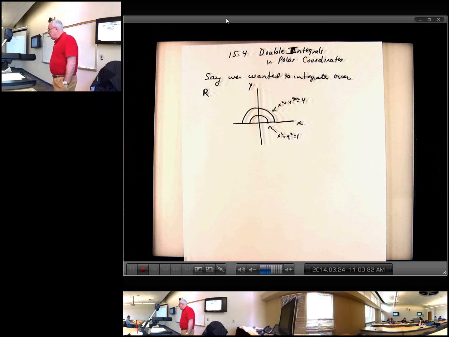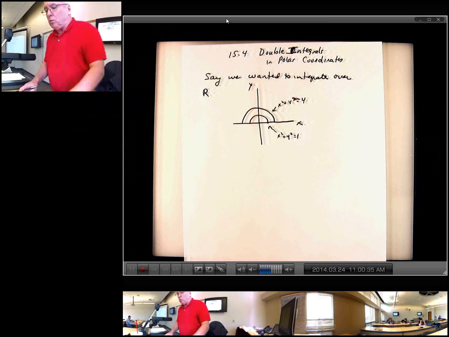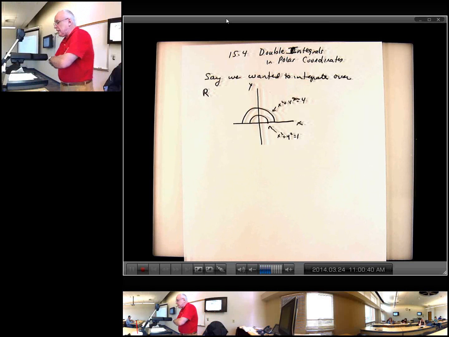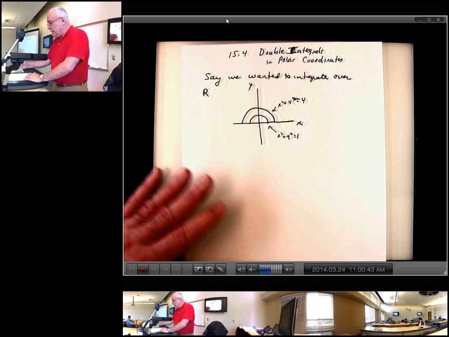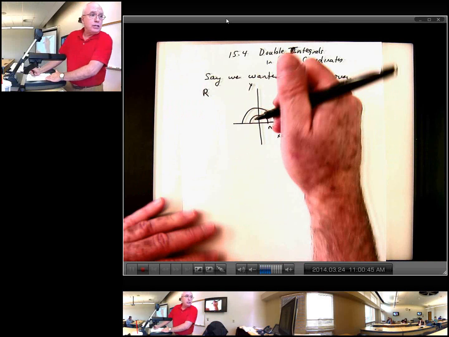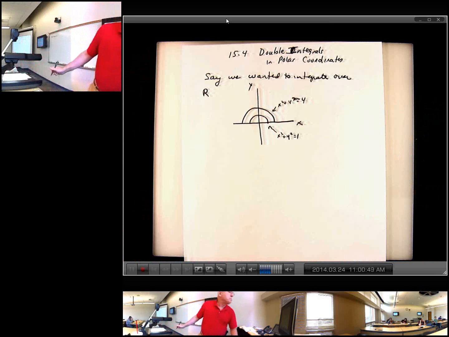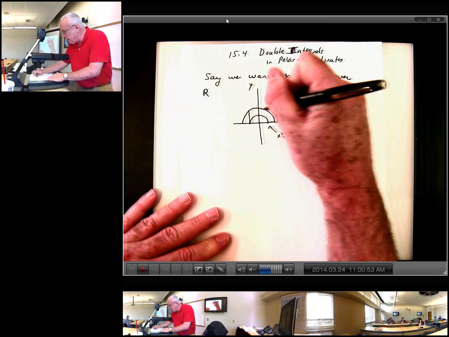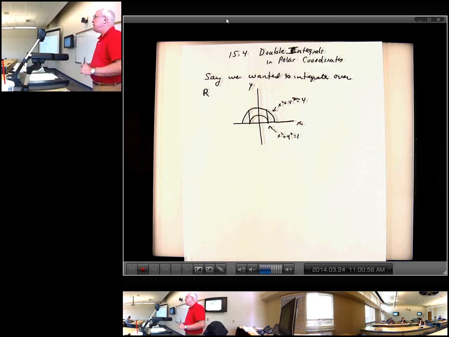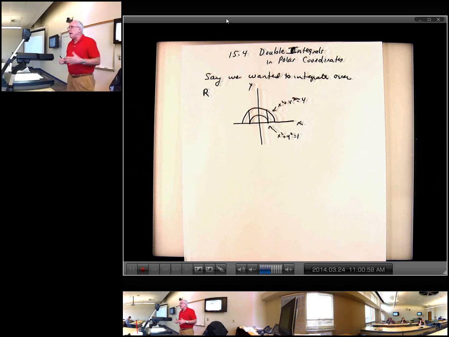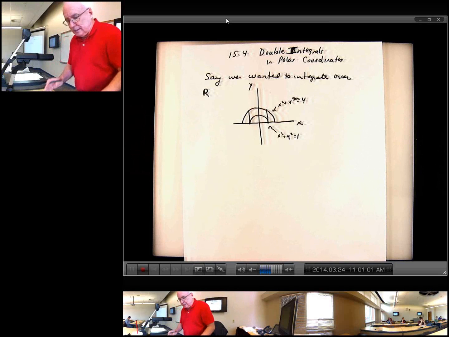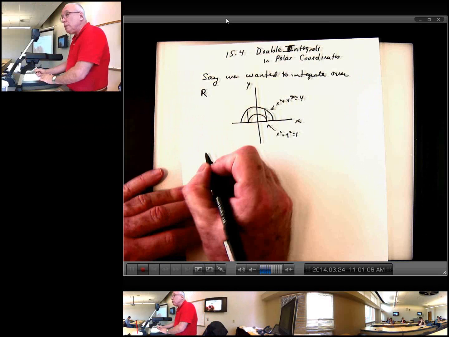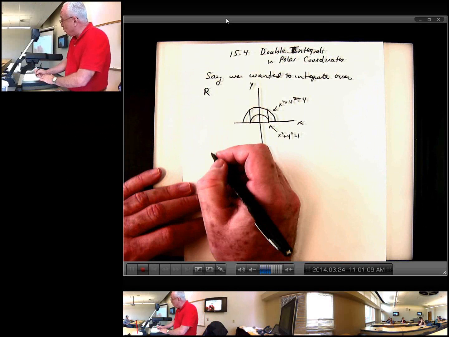Now, it is true that we could do it the way we had seen previously, where we could theoretically divide this region up into three type 1 regions, like right here, and right here, and right here, and do it that way. But we can do it a lot better and faster than that. So let's take a little trip down memory lane for polar coordinates.